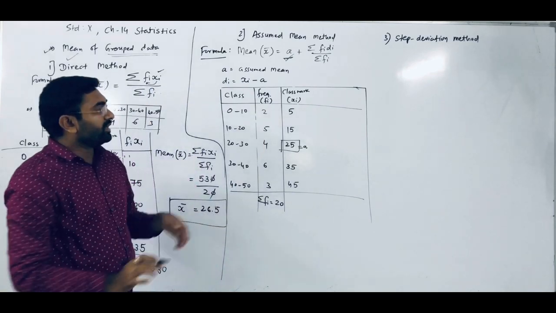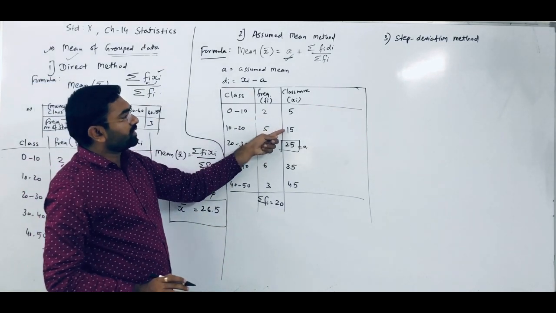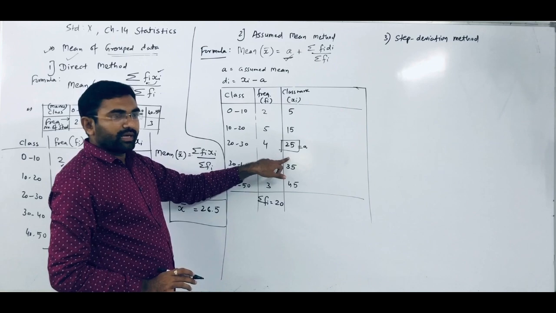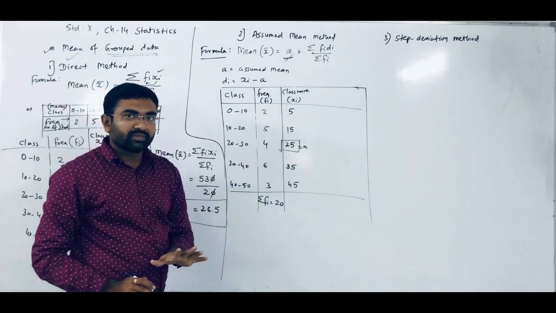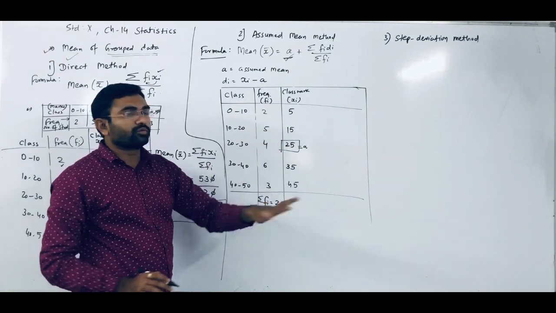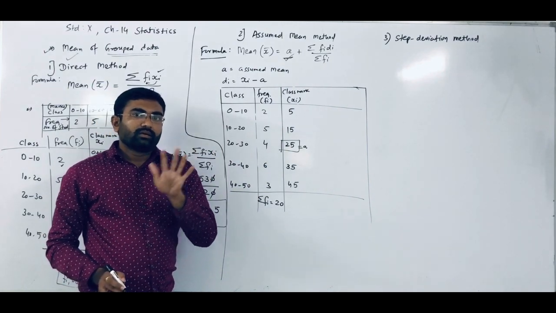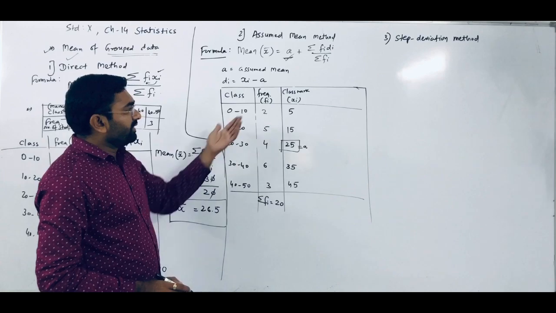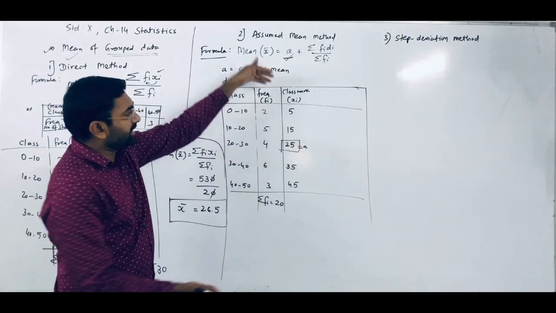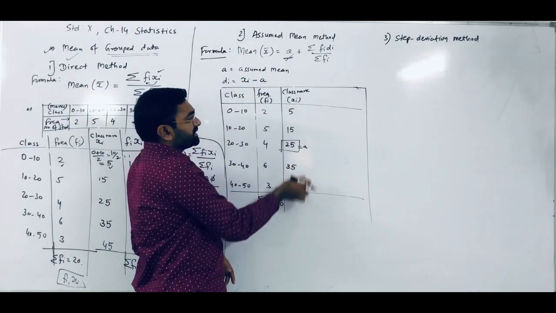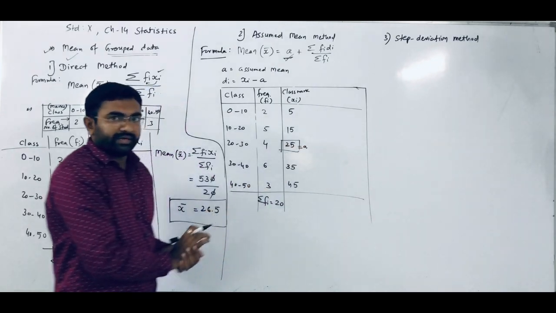If the midmost number is not possible, then you can take the upper one or the lower one, right? You can take any value as a. It is not compulsory that we take 25 as a. You can also take 15 as a value, right? But for ease of calculation, we take the midmost value of the xi column as a. Okay.